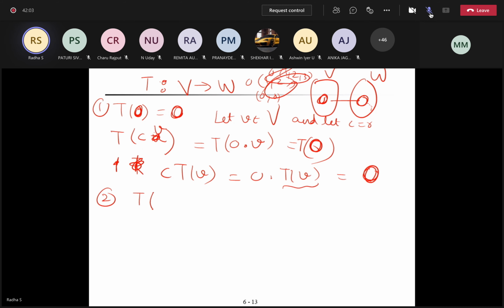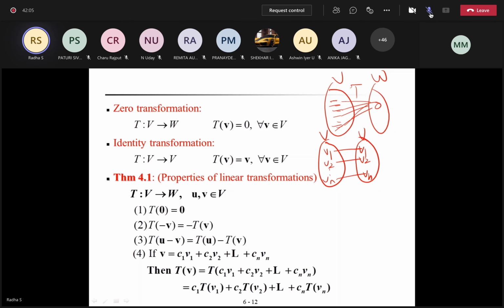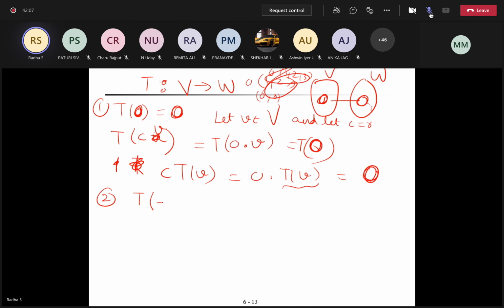Can you prove this? What is the second one? T of minus v is? How to prove this? Assuming c equal to minus 1. Minus 1, very good.